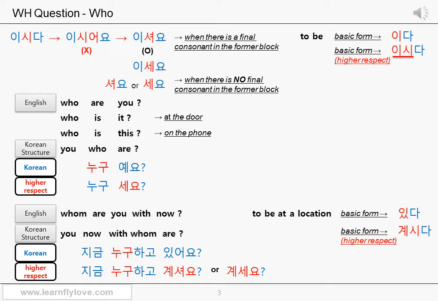Let's turn it into a higher respect form then. We should use the predicate 계시다, which is the higher respect form of the predicate 있다. 지금 누구하고 계셔요? Or 지금 누구하고 계세요? 지금 누구하고 계세요? Perfect. We can't use 께서 here. It's the higher respect form of the subject particle 이 or 가. 지금 누구께서 계셔요 is more than wrong.